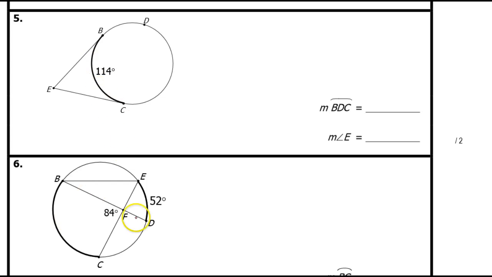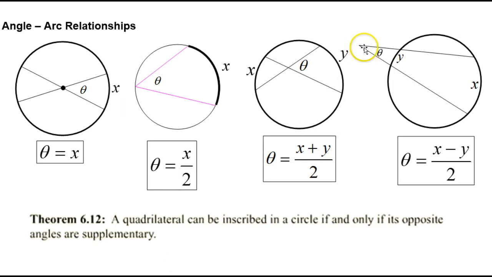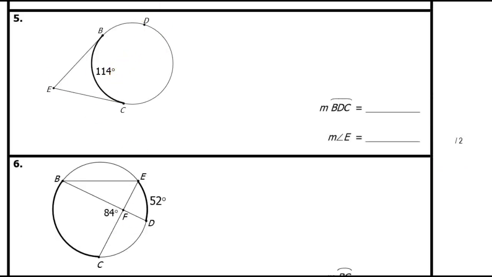For number 5, we got to move on to some other formulas. So, when you have a vertex that's outside the circle, the relationship is the angle is equal to the big arc minus the small arc divided by 2. So that's the situation that we have right here. So I'm going to write that down.